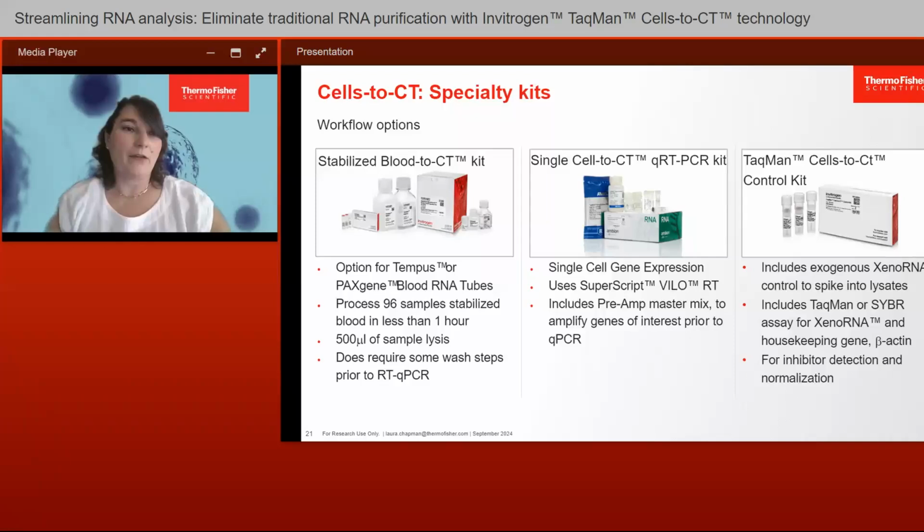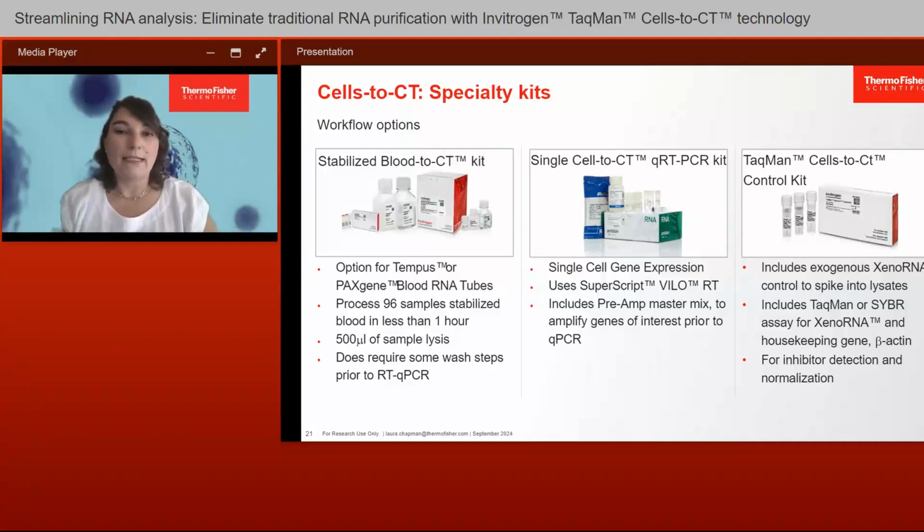So some of the kits that I would like to talk about today are using stabilized blood to CT. This particular kit was optimized to be able to look at RNA expression from stabilized blood tubes, such as the PAXgene blood tubes or the Tempus blood tubes. These tubes are collection tubes, so the phlebotomist would collect the blood into those tubes, and then the stabilization reagent stabilizes the RNA in the blood because there are lots of RNases in blood, and so these tubes will help protect your RNA for processing.